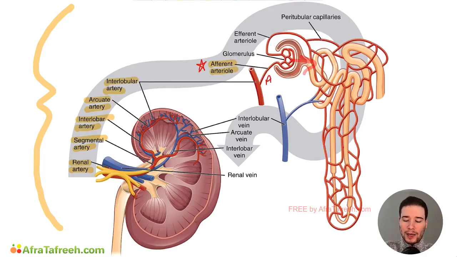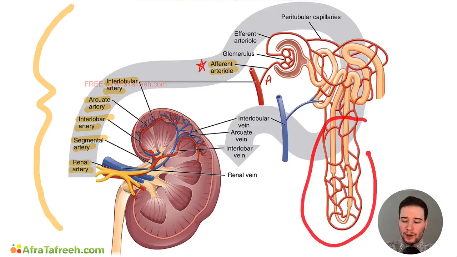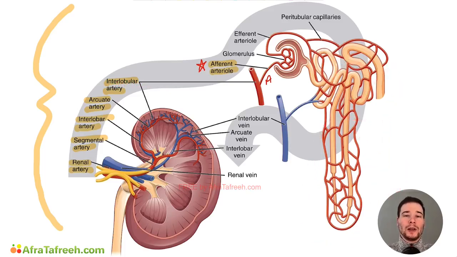Ultimately, blood is filtered right here and goes through a lot of these other sections, which make up the nephron itself. So up here we have the proximal convoluted tubule, the loop of Henle, the distal convoluted tubule, and then ultimately the collecting duct, which is actually where urine will go and then ultimately be excreted from the body itself.